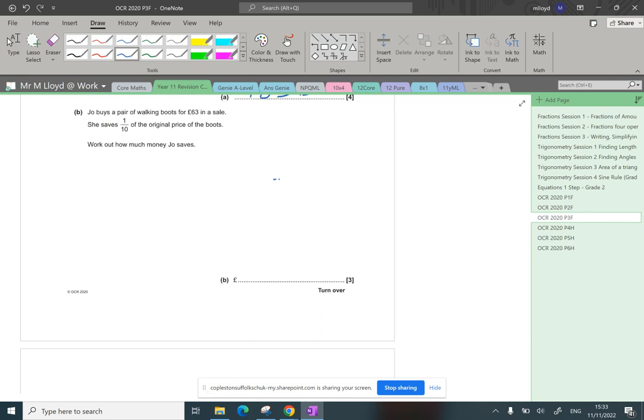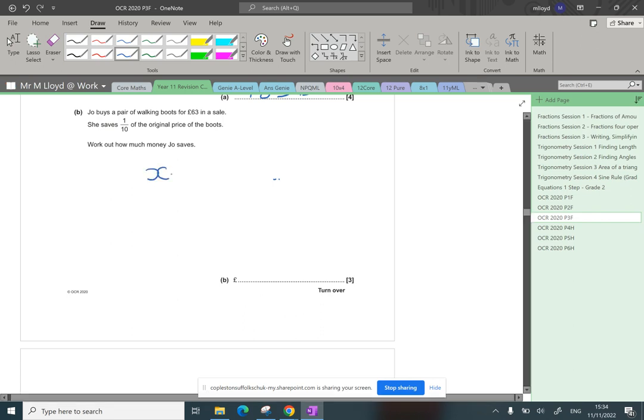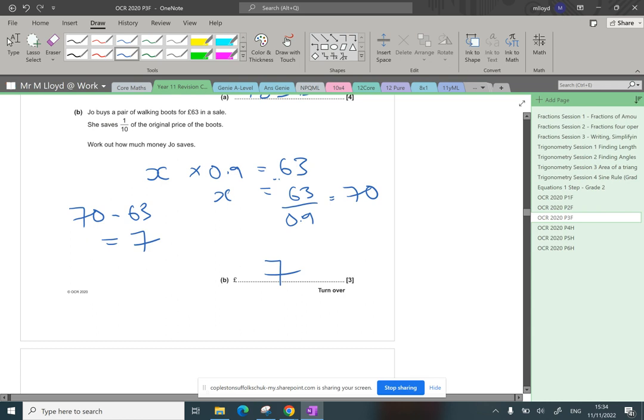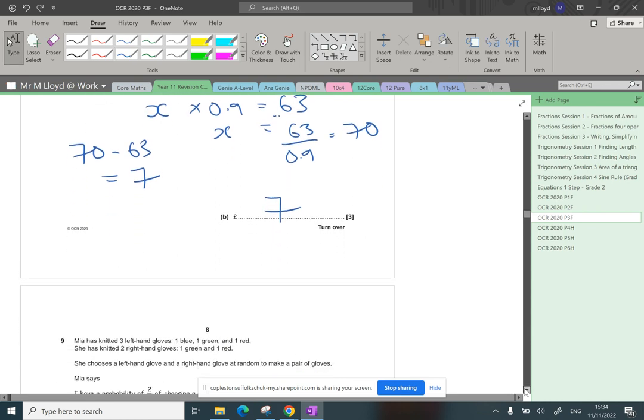She saves 1/10 of the original price of the boots. Work out how much money Jo saves. So she had the original price. They've taken a tenth off it, so they've multiplied by 0.9 to reduce that, and then it's made 63. So if we do 63 divided by 0.9, that gives us 70. And then the 70, the original price, take away the price that she paid, gives us £7. So she saved £7.